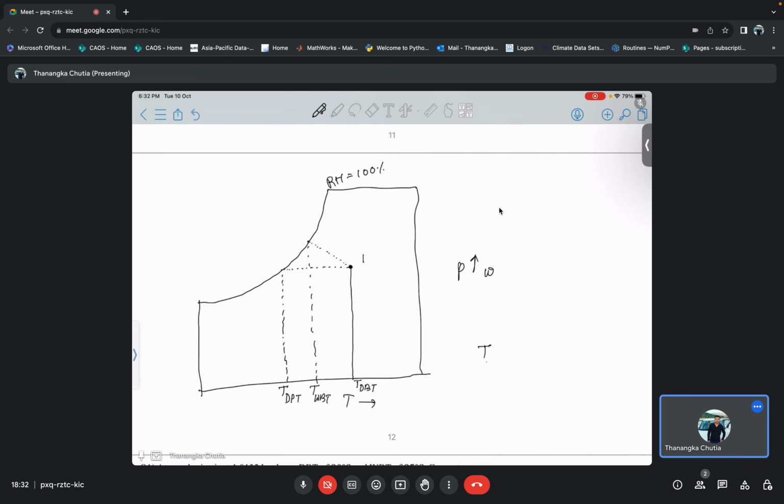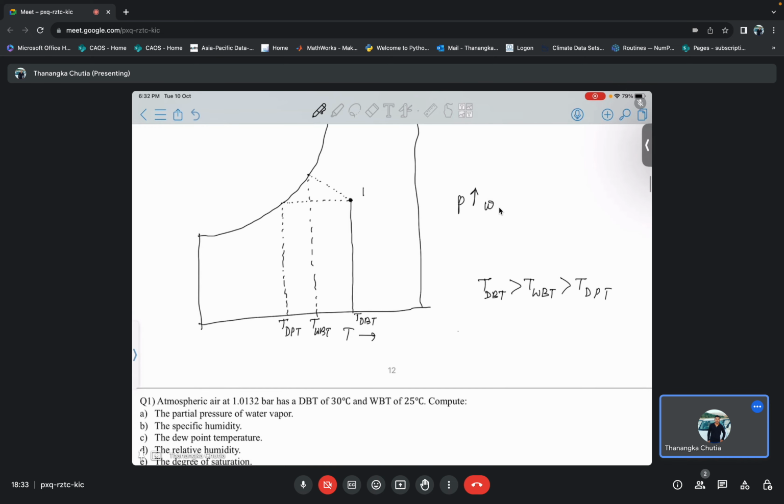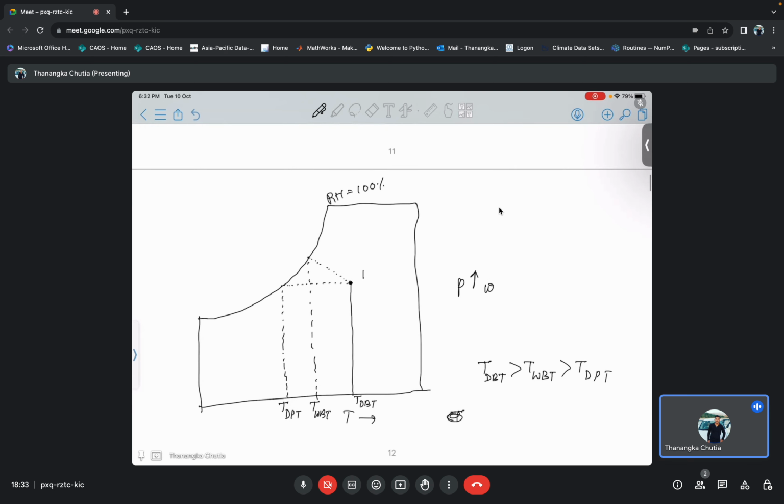In the other case, T dry bulb temperature is greater than T wet bulb temperature, and it is also greater than T dew point temperature. So these are the different things we will need to know. If you have any doubt, you can ask, because now I will be starting the numericals.